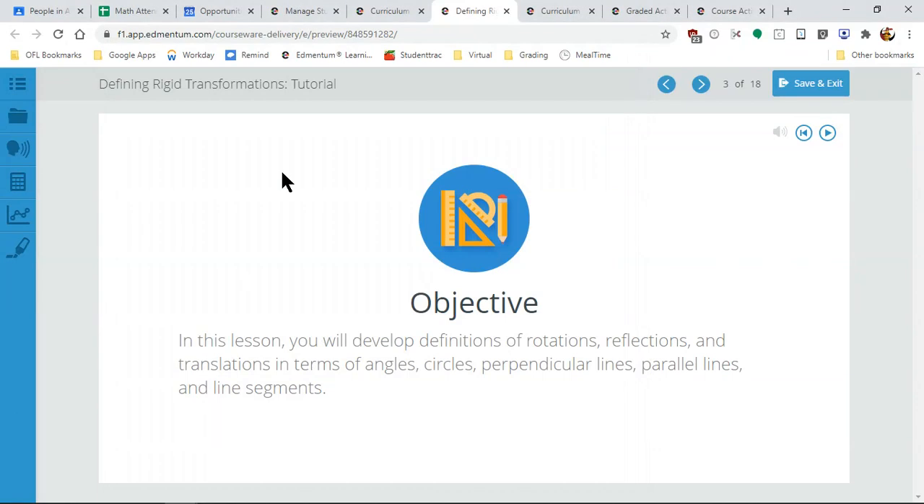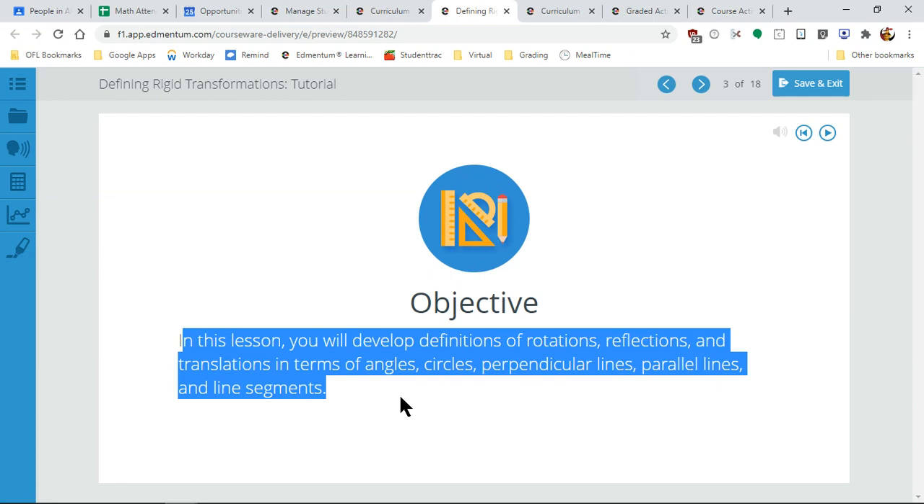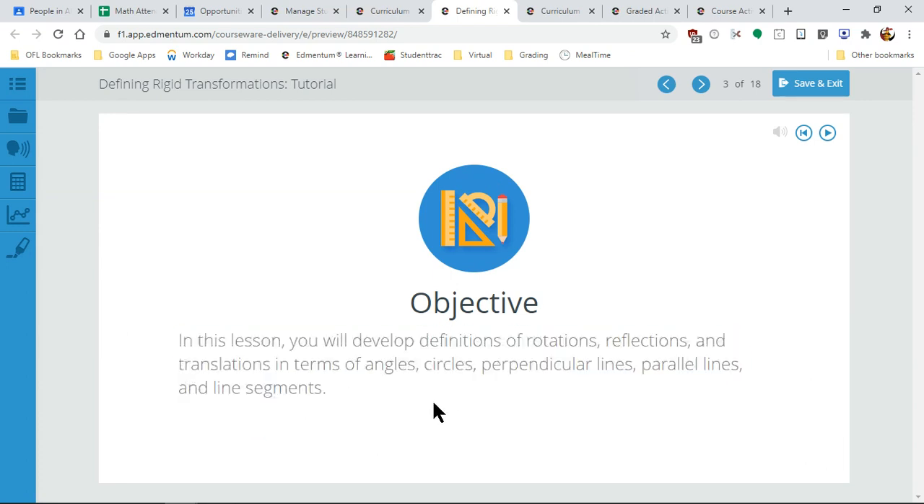So, as always, guys, I always recommend when you are either studying for your mastery test or starting a new lesson for any of your classes, not just math, always read your objective. This will help you realize what you're supposed to be learning. So, in this case, we want to develop definitions for rotation, reflections, and translation.